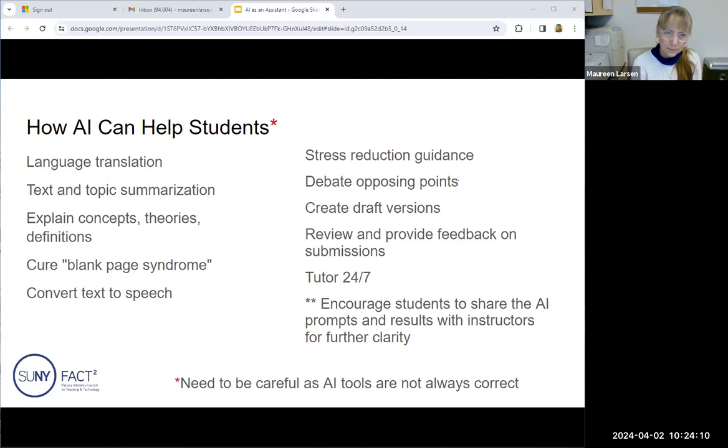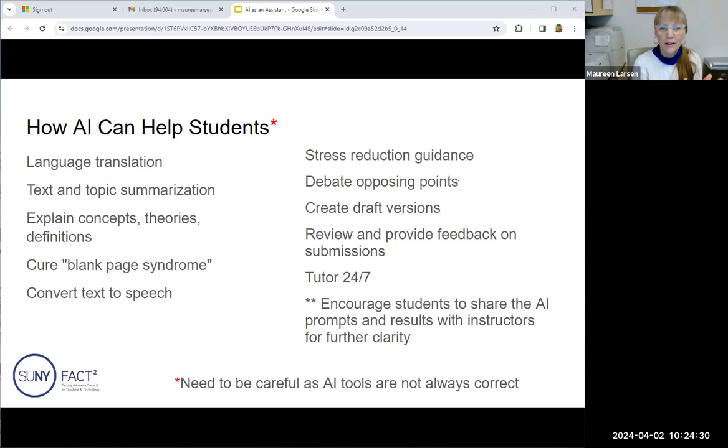It can convert text to speech. So one of my other students had it read out loud to him. We were using Pi, which has a voice component to it. So he chose a voice, and then Pi read something to him, which he liked because he doesn't want to read himself.